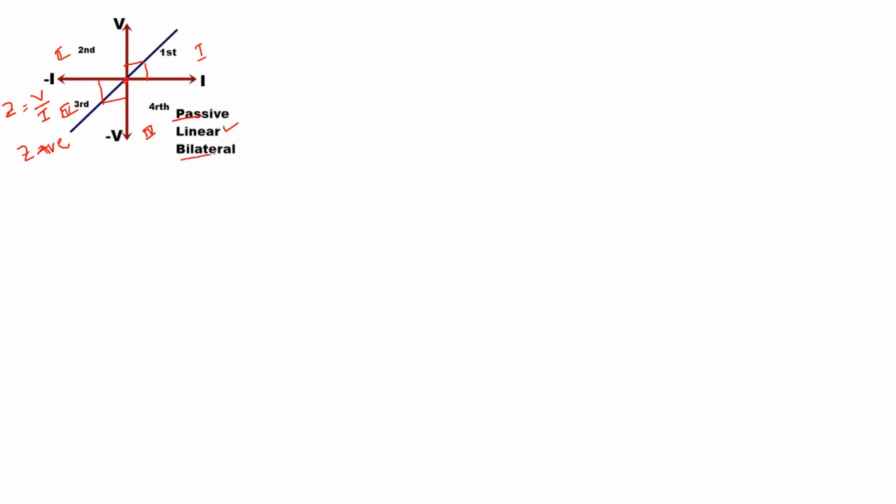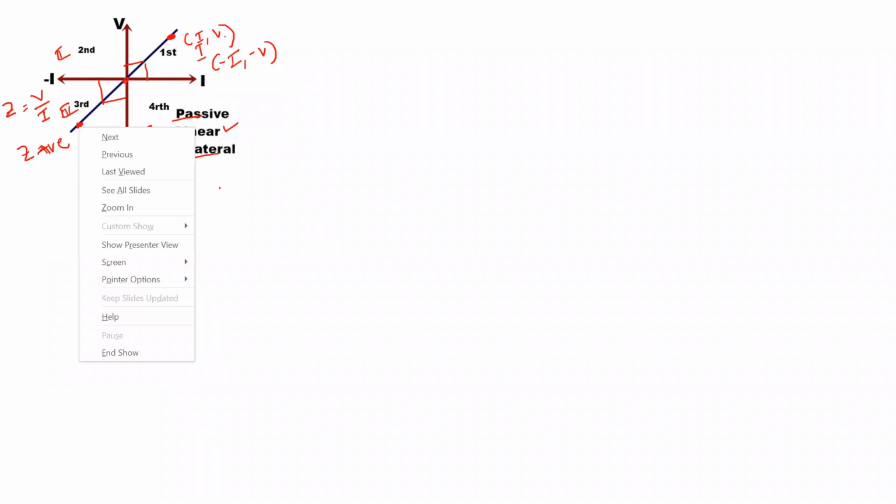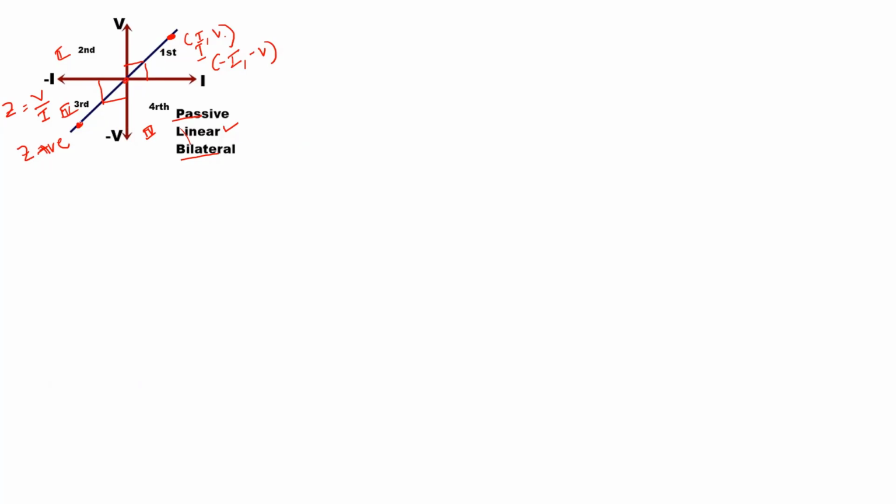How to identify whether the given element is bilateral or unilateral? Take any point. It is V and I. Okay. I and V, X quadrant first, Y quadrant next. Its corresponding negative values are minus V and minus I. If it exists symmetrically on the VI curve, I and V, let us take this as a point, and its corresponding negative values minus I and minus V lie on the VI characteristics symmetrically, then we can say that that element is bilateral. So based on this graph, we can say that the given element is passive, linear, and bilateral.